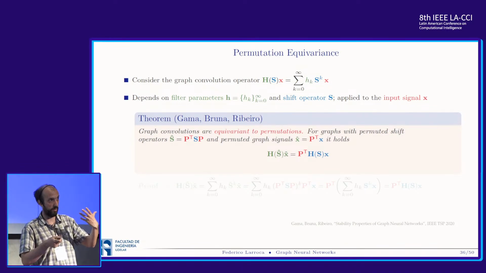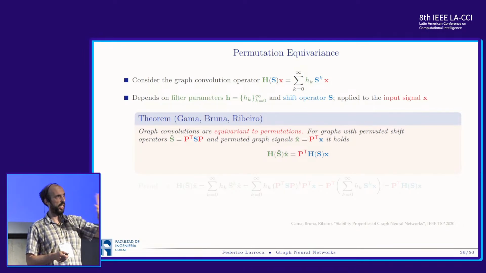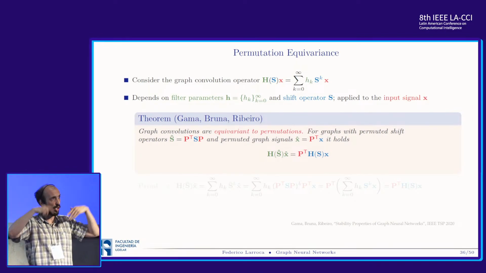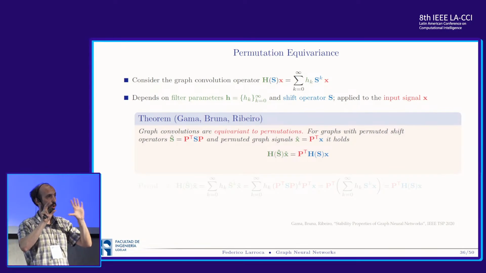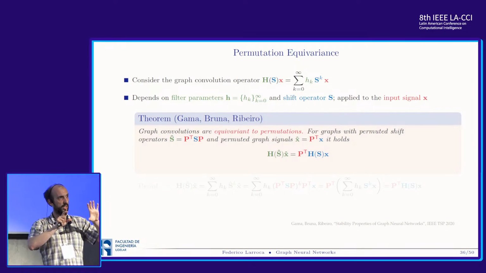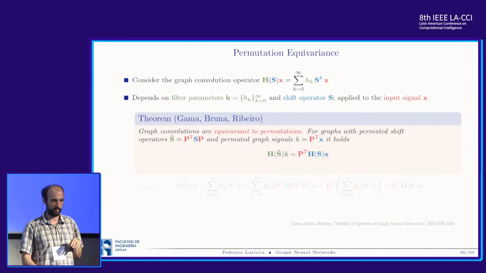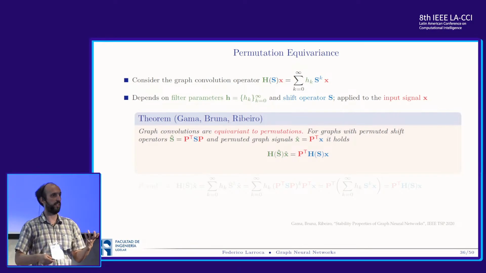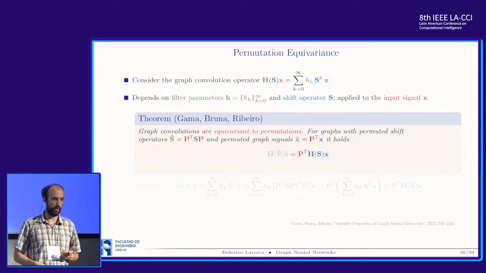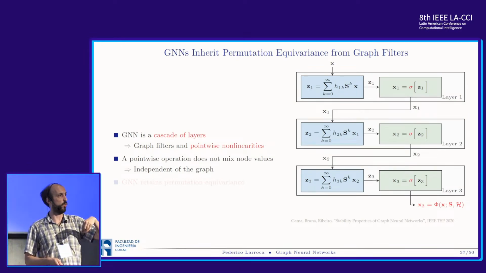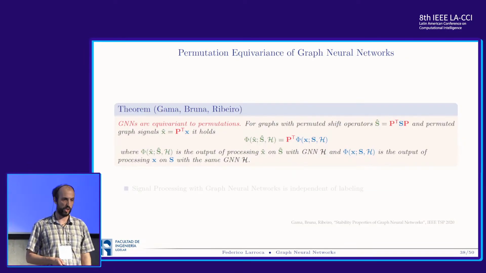What does that mean? It means that if we take our S matrix and our vector, and reorder the entries arbitrarily but coherently, so with the same order for both the matrix and the vector, we obtain a certain vector x hat. If we do it the other way, first operating and then reordering, we obtain exactly the same. That's what this theorem says. And GNNs, again, are the same as filters but with a pointwise nonlinearity, so this applies too for our GNN.